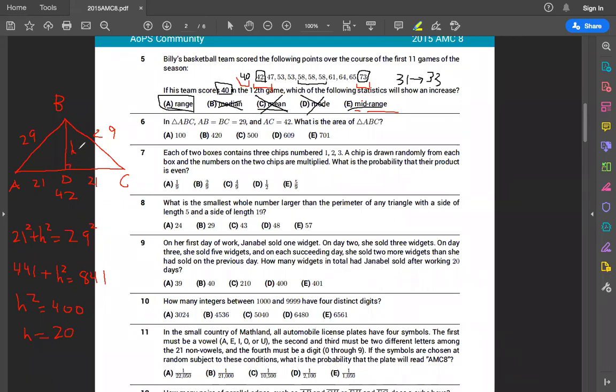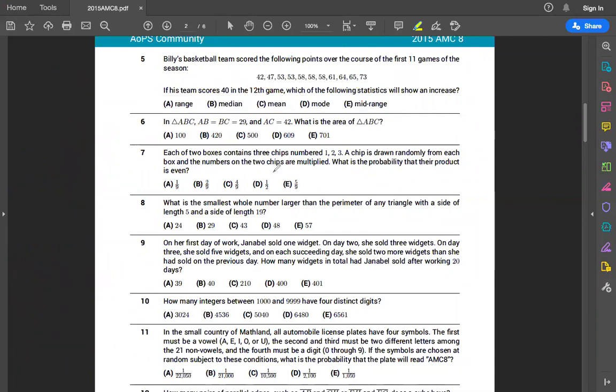So now we know the height, which is 20, and we can finish by using the base times the height divided by 2. So that would be 42, the base, times 20 divided by 2, which is 420. Any questions about that problem? All right, cool. Let's move on.